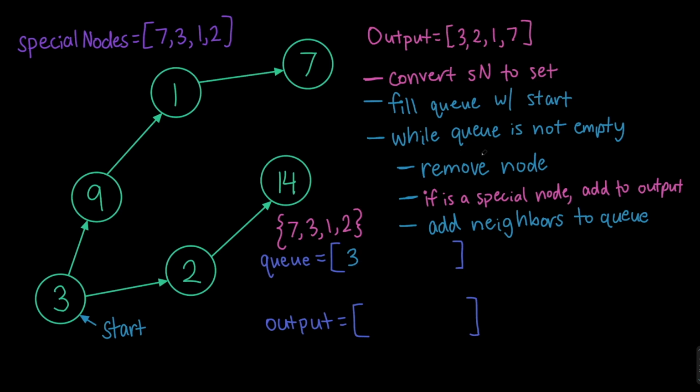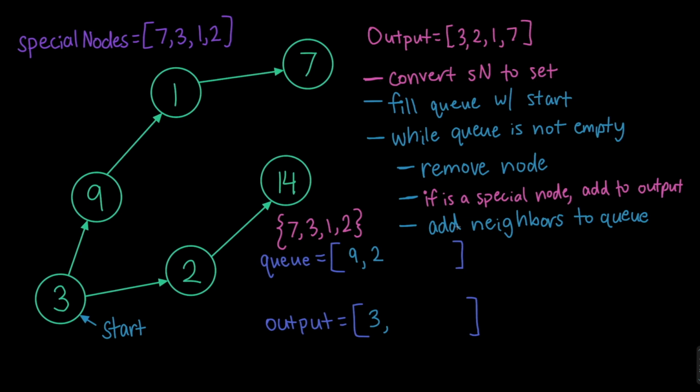Now we want to start our loop, and we will continue iterating until this condition is false. Clearly the queue right now is not empty, so the condition is true. Then we enter the loop and we say, all right, let's remove the node at the beginning of the queue. So we take out the 3 node. We want to see, is it a special node? And if we come here, you can see that it is in our special node set. So we can add it to the output right there. We also want to add any neighbors of this 3 node to the queue. So that's going to be the 9 node and the 2 node. So let's add them right here, 9 and 2. That completes the first iteration, so we can go to the next iteration of our loop.